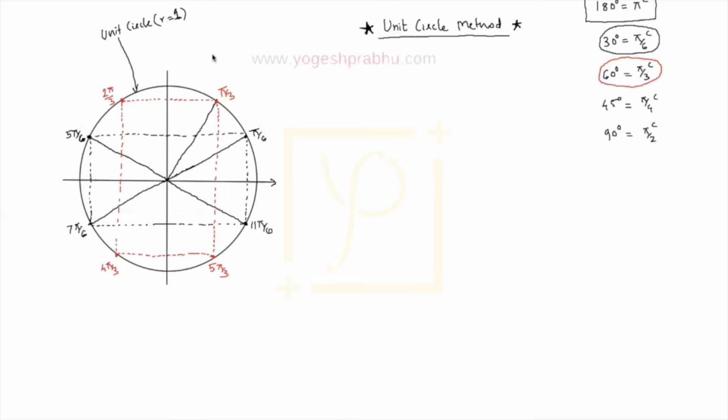Let me use a different color for this though. That 45-degree angle is pi by 4. Clearly 45 degrees is going to be between 60 and 30. So this angle here is 45 degrees. Let me not draw the line. This is 45 degrees, but we will write it in radians, which is pi by 4 radians.